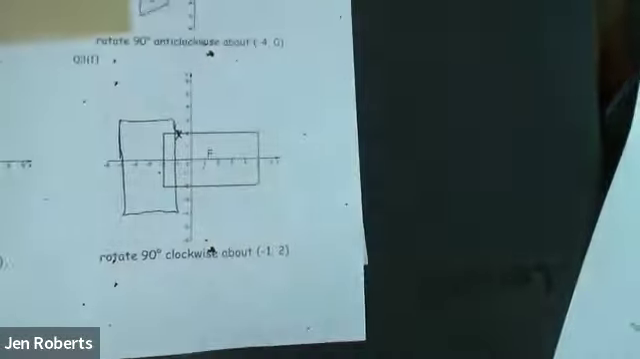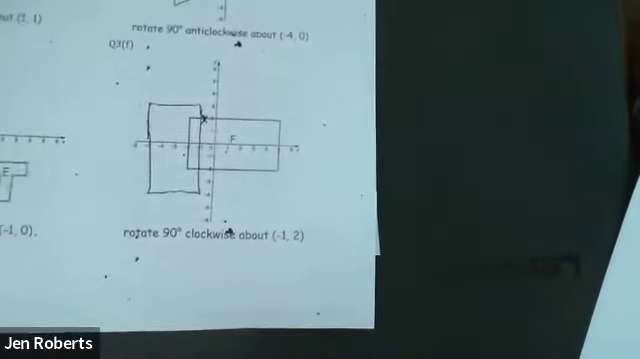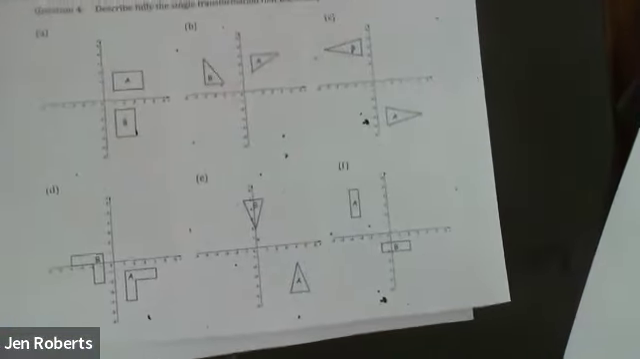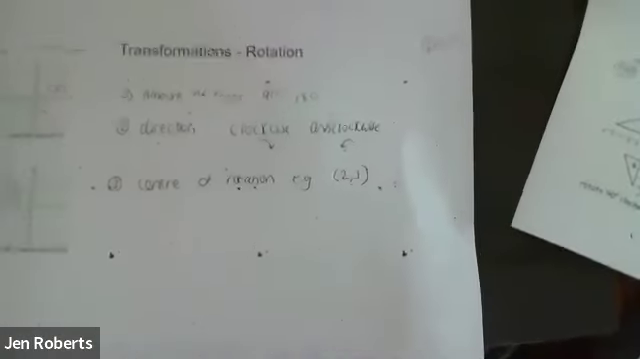Okay, so that's how to rotate a shape. We're now going to look at how to describe a rotation. So this time our shapes have been rotated and we need to look at how to describe the rotation. Okay, so we need our information. What do you need? Back to the notes from the beginning of the lesson. We need the amount of turn, the direction, and the centre of rotation.